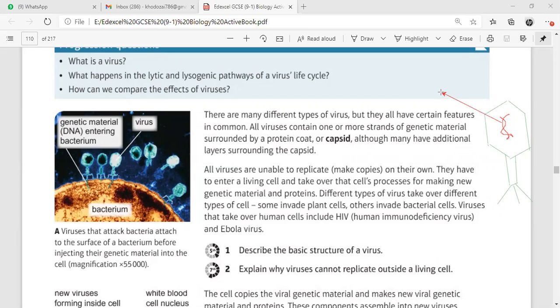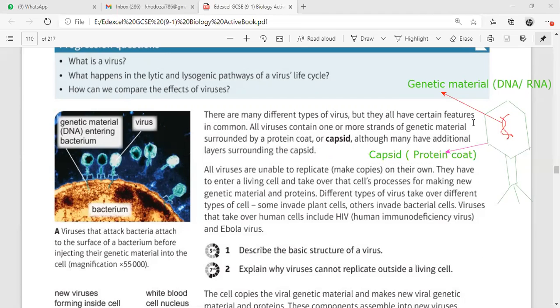One is the DNA structure or genetic material, and the other is the outer coat, the protein coat. So these are the two parts. The genetic material can be DNA or RNA. And the protein coat is called the capsid. The protein coat, the outer covering, is also known as the capsid.